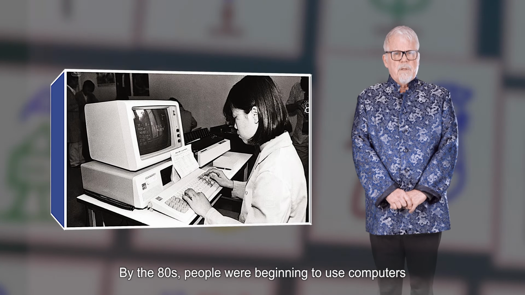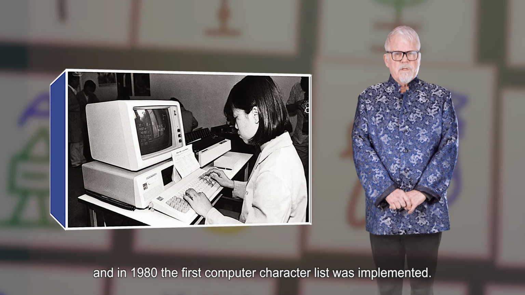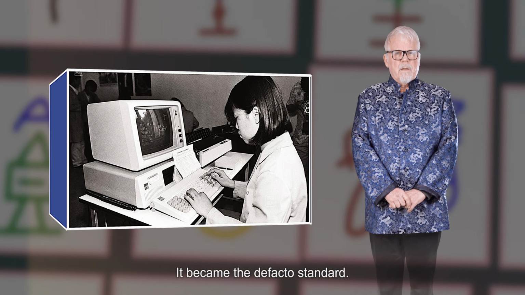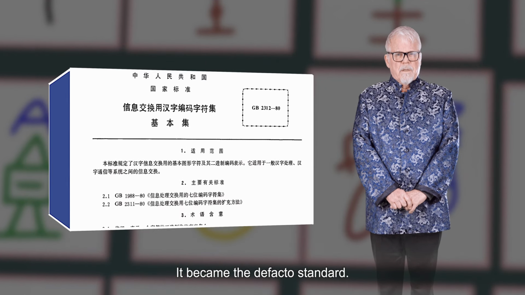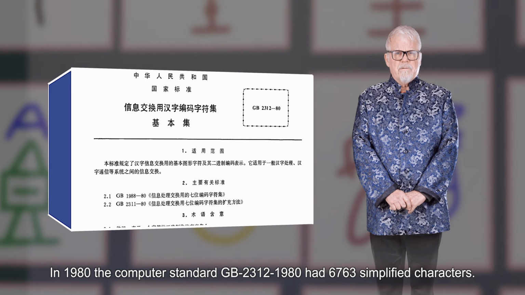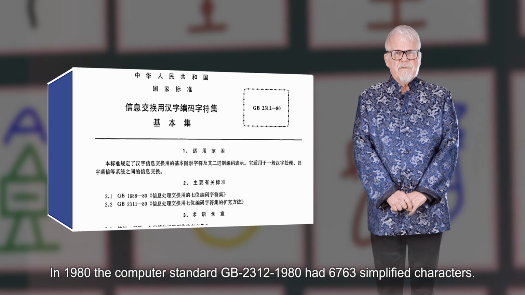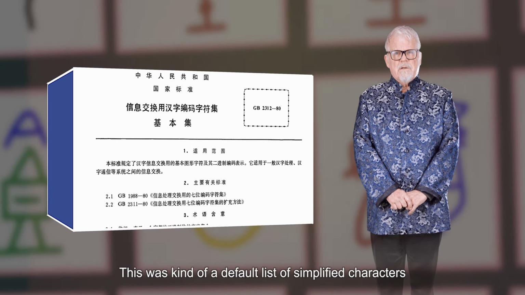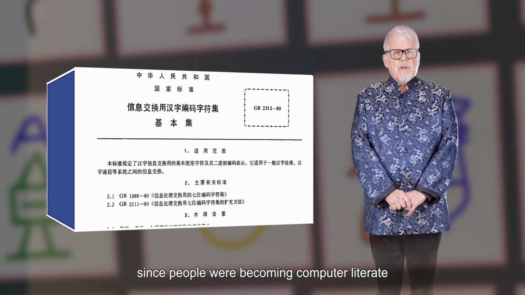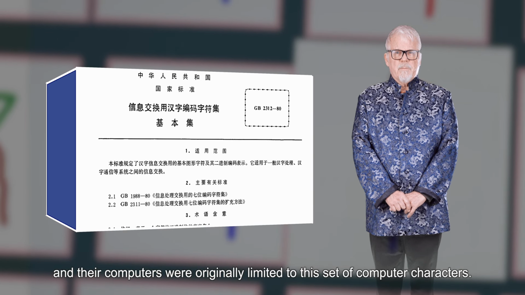By the 80s, people were beginning to use computers, and in 1980, the first computer character list was implemented. It became the de facto standard. In 1980, the computer standard, GB 2312-1980, had 6,763 simplified characters. This was kind of a default list of simplified characters, since people were becoming computer literate and their computers were originally limited to this set of computer characters.